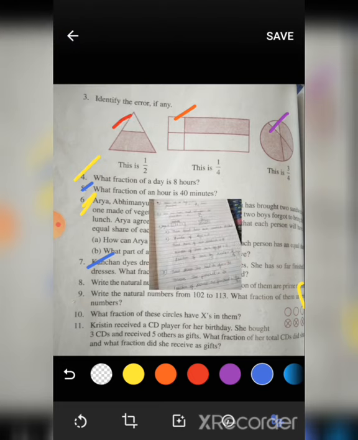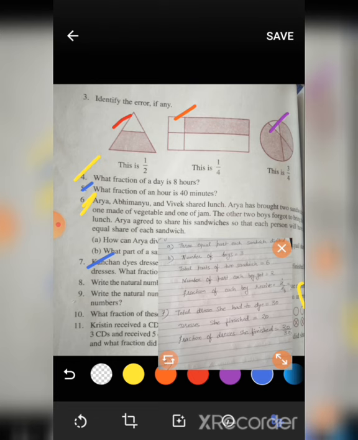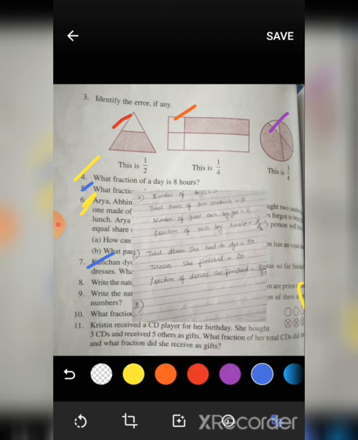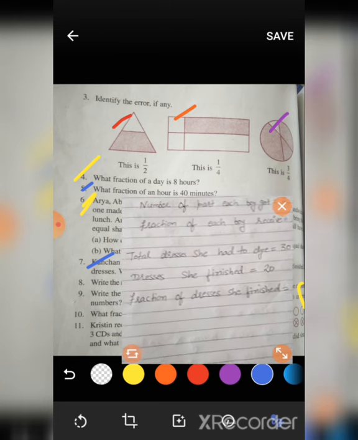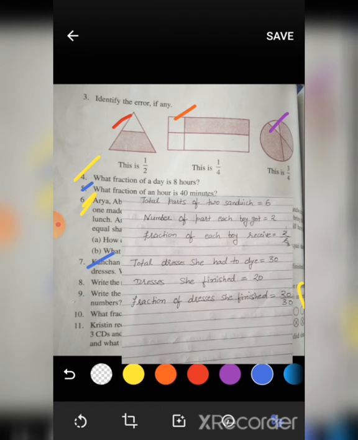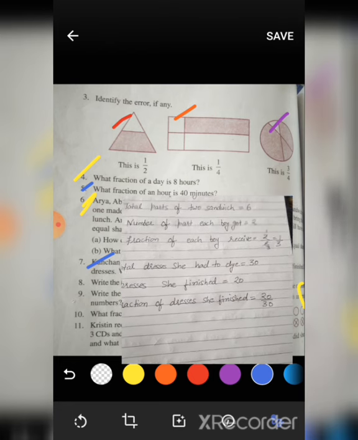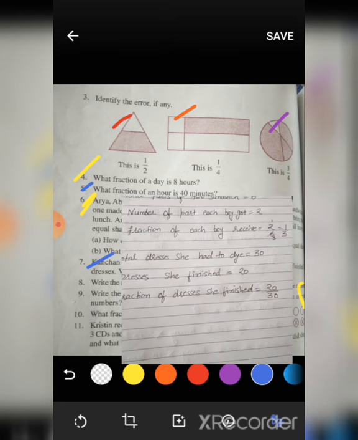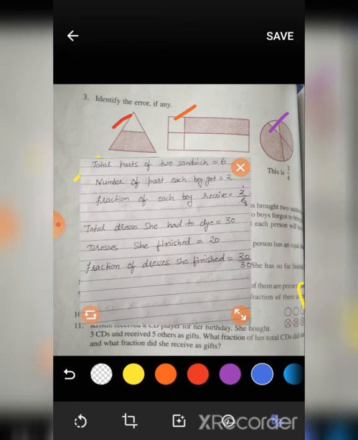So for this, it's a very simple question. How will you do it? See, first you will write the statement. Total dresses Kanchan had to dye is equal to 30. Dresses she finished: till now she has finished 20 dresses. So the fraction of dresses she finished is equal to 20 by 30. You have learned in the previous video how to write a fraction. So in the numerator we are writing the part which she has done, and in the denominator we are writing the total. So 20 by 30 is our answer. Very simple.